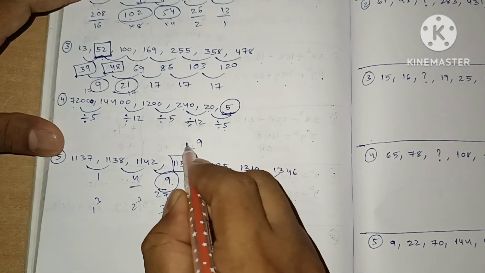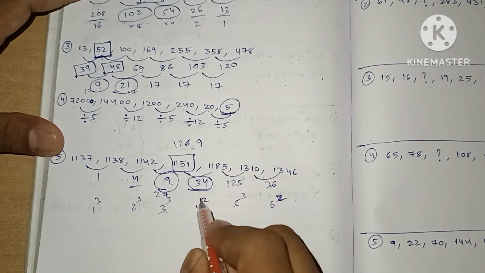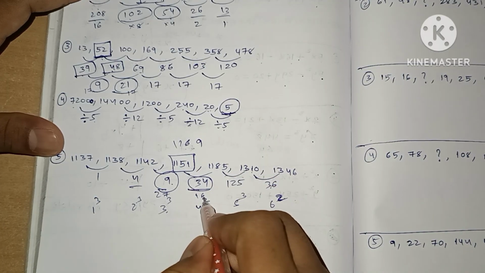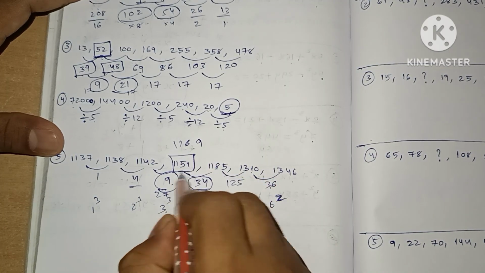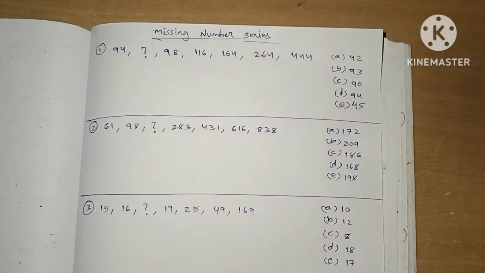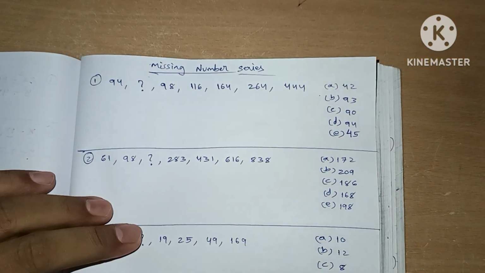42 plus 7 will be 49, and 169 plus 4 squared, 16. 69 plus 16 we get 85. So this is our wrong number. Next, now we are going to see the missing number series.